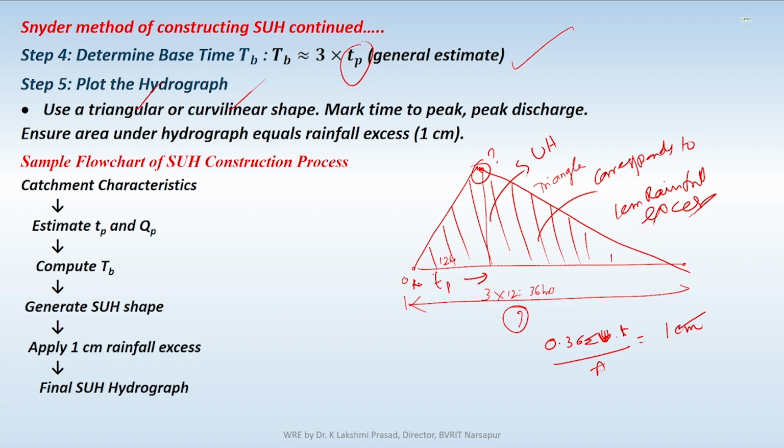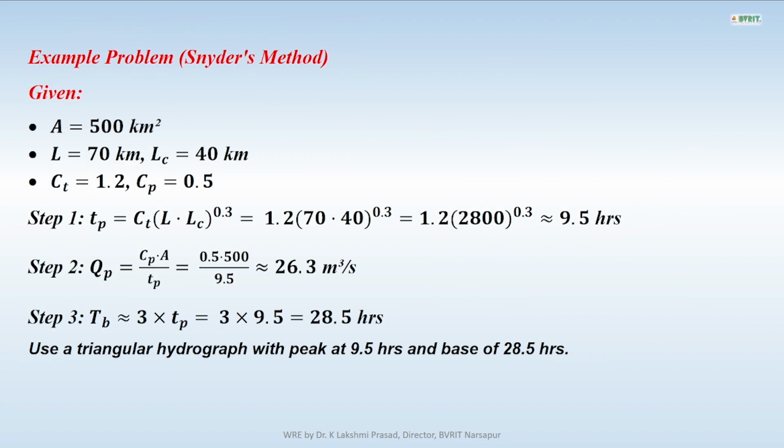So what is the method? First, from the catchment characteristics, estimate two things, Tp and Qp. Once this is over, find the base width, generate the shape, then apply 1 centimeter rainfall excess, and find the final synthetic unit hydrograph. If you are not getting 1 centimeter, then you may have to change the shape a little bit, and you may get the correct answer.